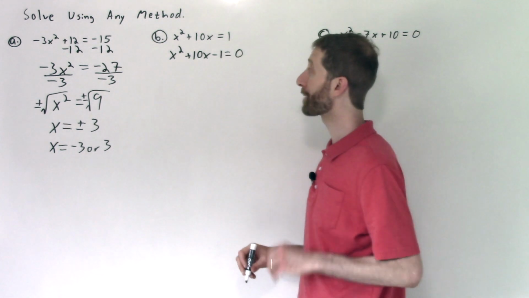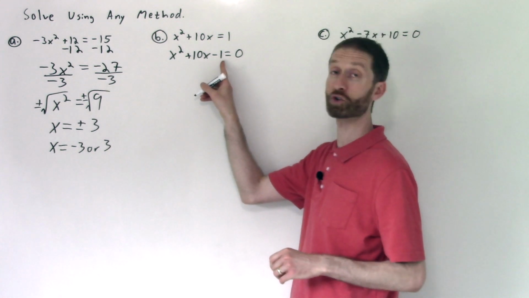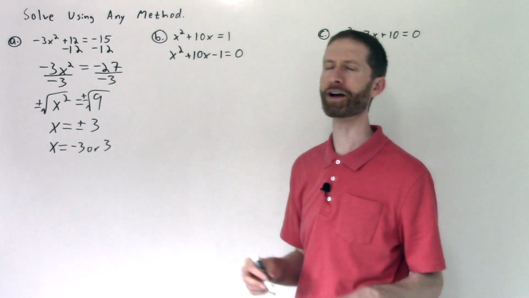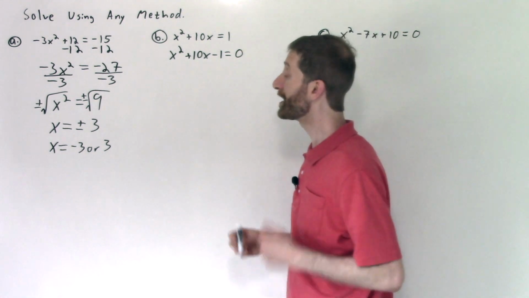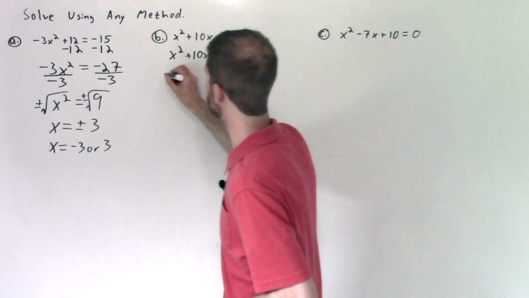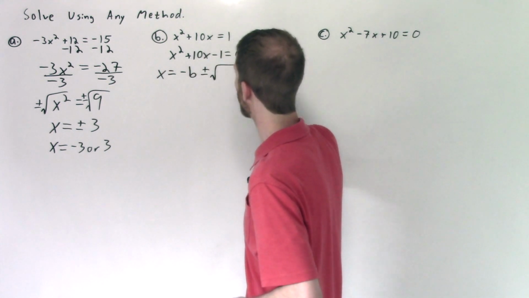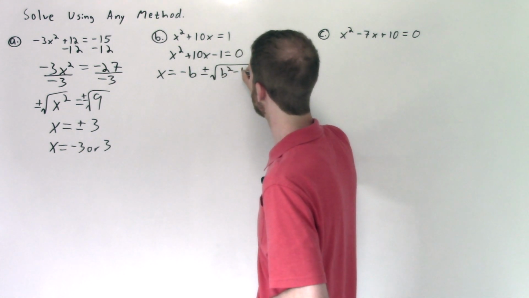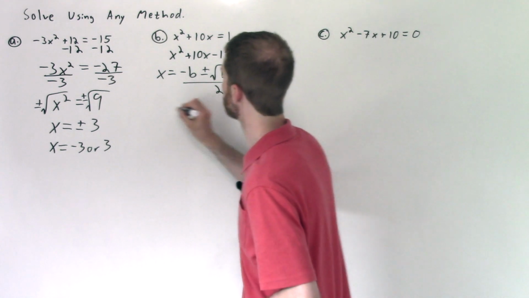Now from here, I'm going to see if I can factor. Are there any numbers that when multiplied give us 1 that add to 10? Well, the only factors of 1 that are nice numbers are 1 and 1. So the answer is no. So we need to use the quadratic formula. So that's going to be x equals the opposite of b plus or minus the square root of b squared minus 4ac all over 2a.